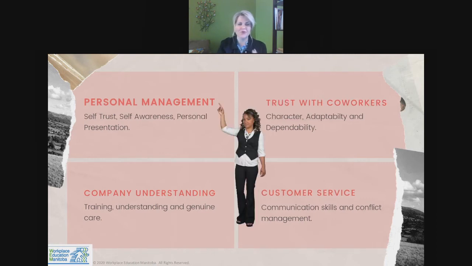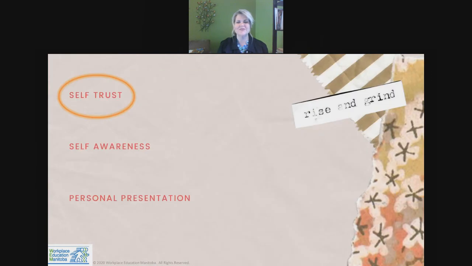This is probably the hardest one to train your staff on. And if you're the frontline person who just got the job, this is probably the one that's the hardest for them to talk to you about. So this takes self-governance to be able to make this happen.